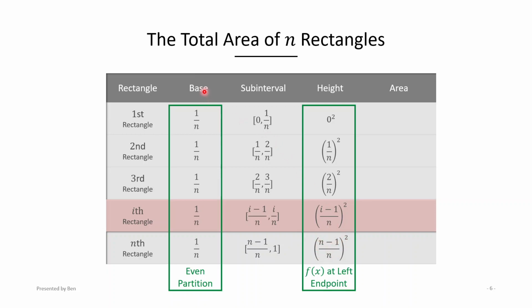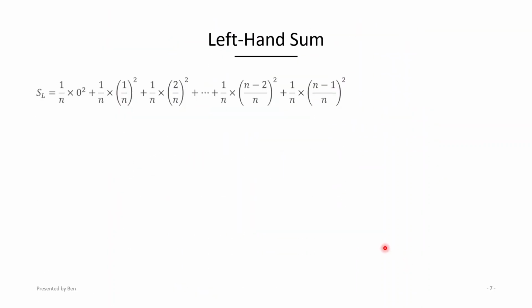And still, base is done, height is done, just take the products of them, we will get all the areas. So now the job is to sum them up. Here is the sum. The first term is the area of the first rectangle, the second term is the area of the second rectangle, and this is the area of the third rectangle, one by one, and this is the area of the very last rectangle. We just put all of them together.